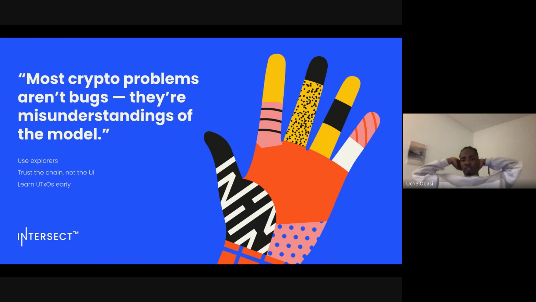I'll leave you with this. Most crypto problems are not bugs. I want you to understand this. Most crypto problems are not bugs. They are misunderstandings of the model.